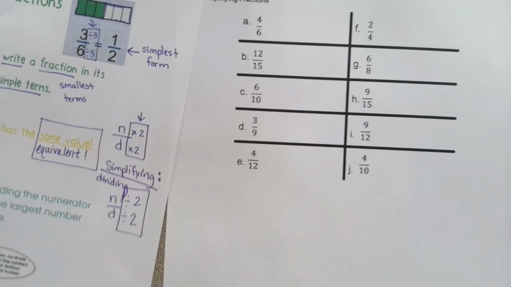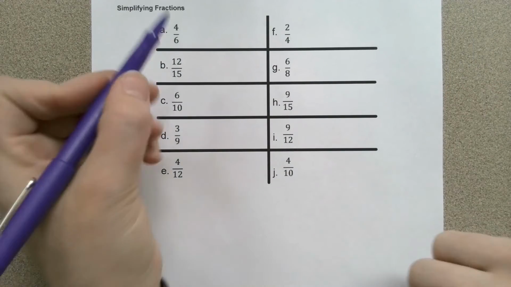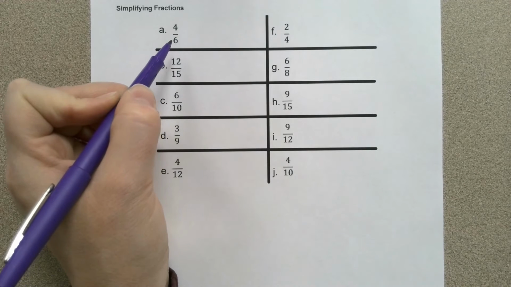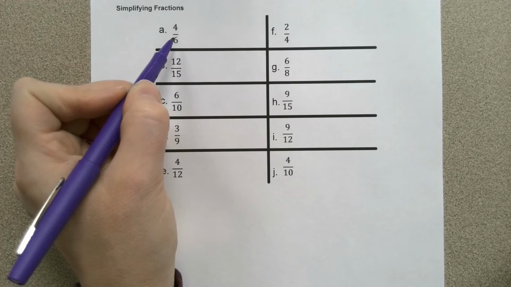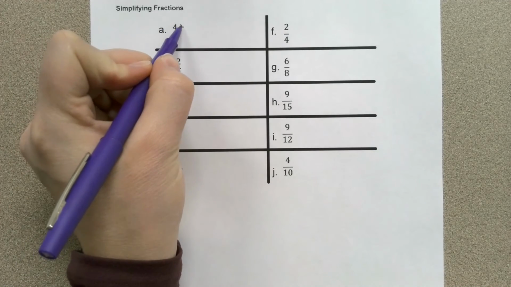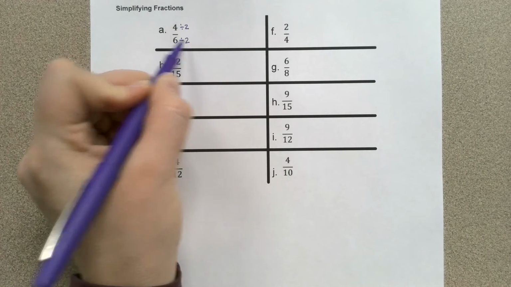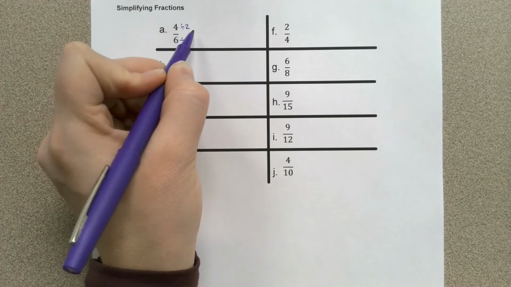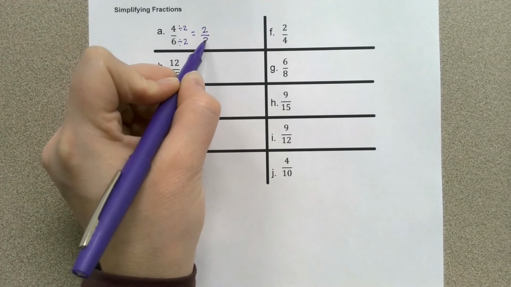So let's practice this a little bit. We've got a bunch of examples, 4 and 6. Our divisibility rules will be helpful, and when we look at these two numbers, they're both even. Any even number can be divided by 2. And again, it has to match in the numerator and denominator. 4 divided by 2 gives us 2. 6 divided by 2 gives us 3.